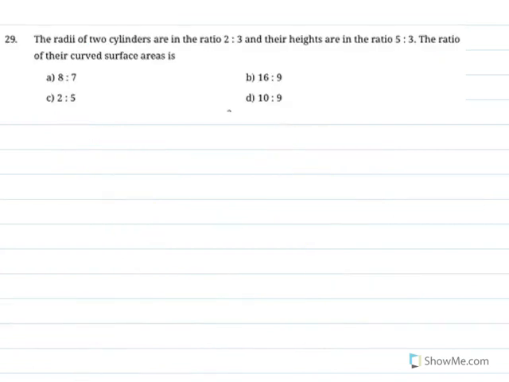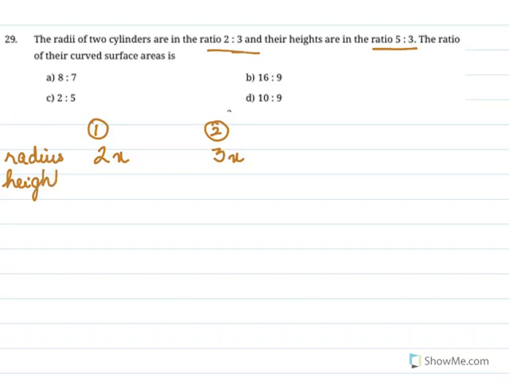The radii of two cylinders are in a ratio 2:3. So we have cylinder 1 and cylinder 2. Since the radii are in a ratio 2:3, we can say one radius will be 2x and the other radius will be 3x. Heights are in a ratio 5:3. So heights 5y and 3y. We need to find the ratio of their curved surface area.